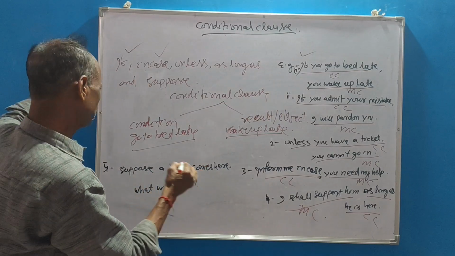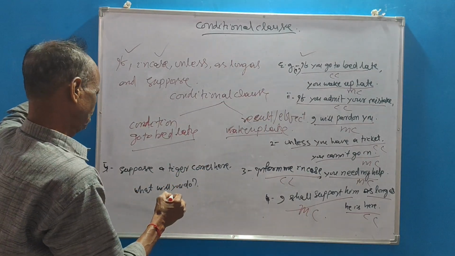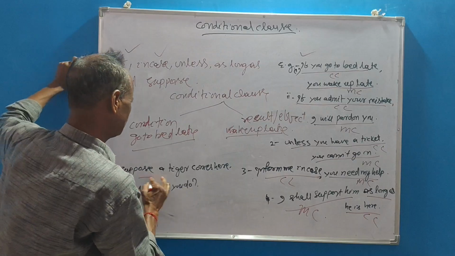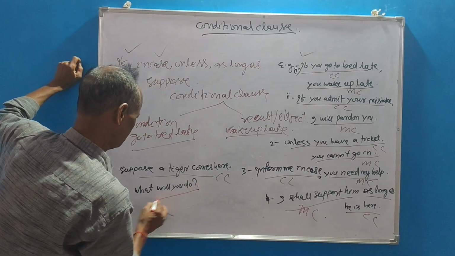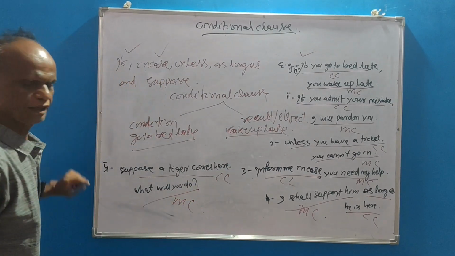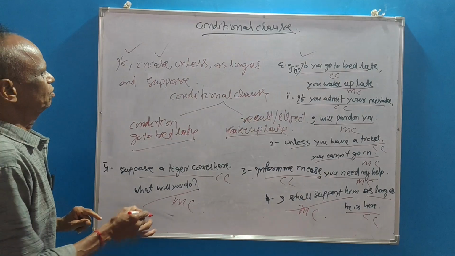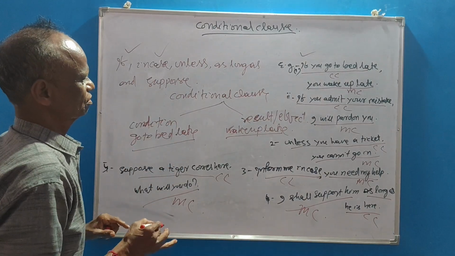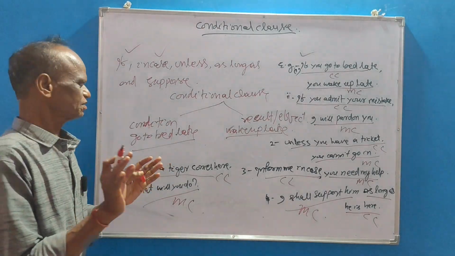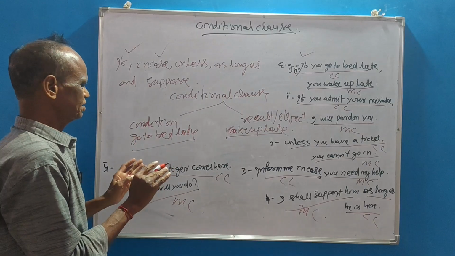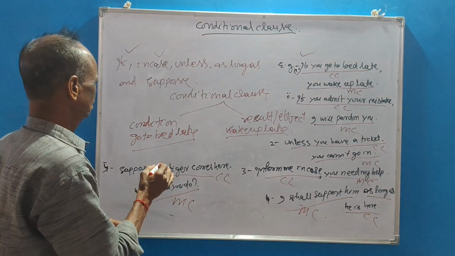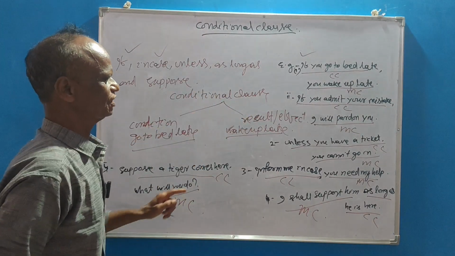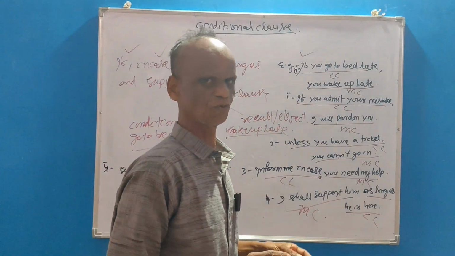Suppose a tiger comes here. That is conditional clause, main clause. So conditional clause contains two parts, that is also lays down two parts, condition and result or effect.